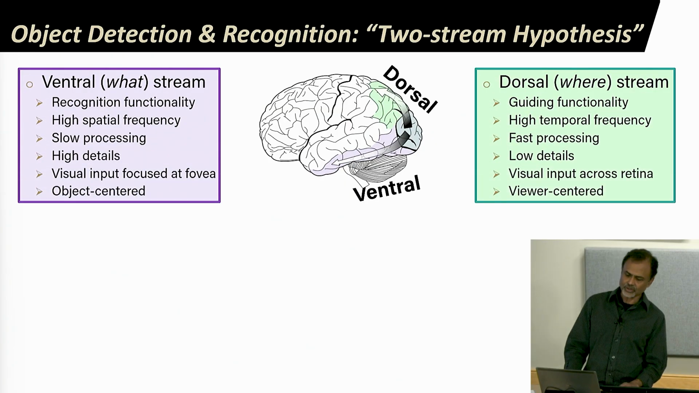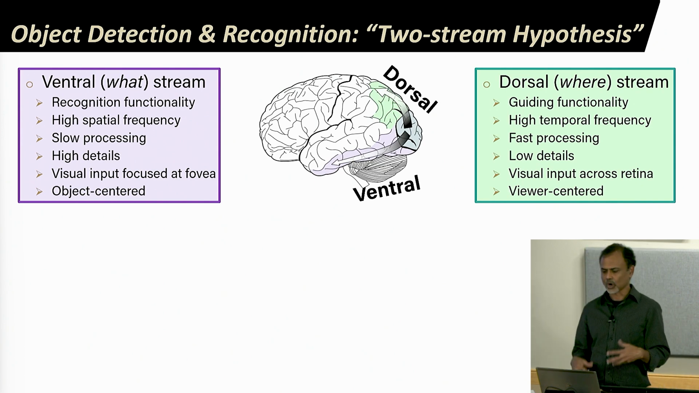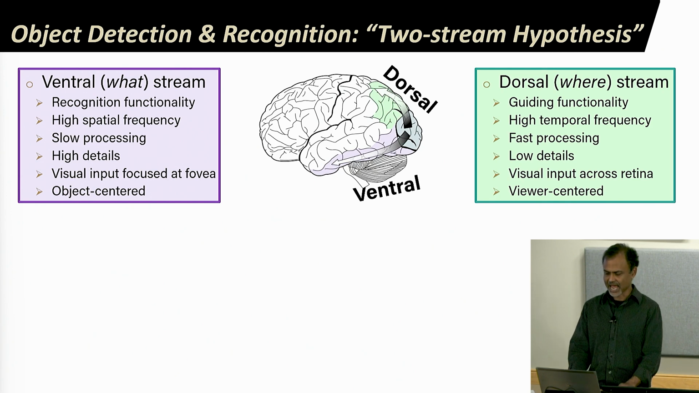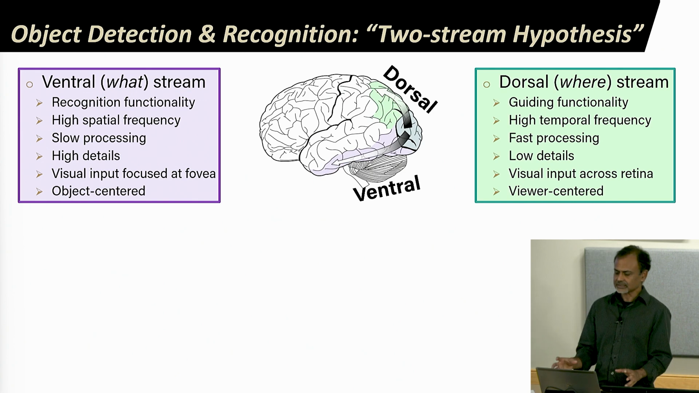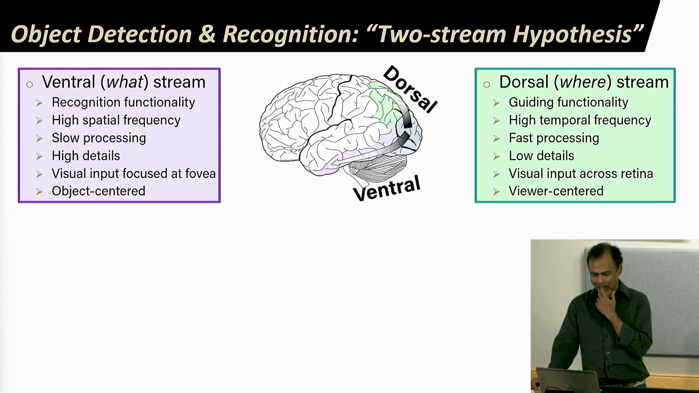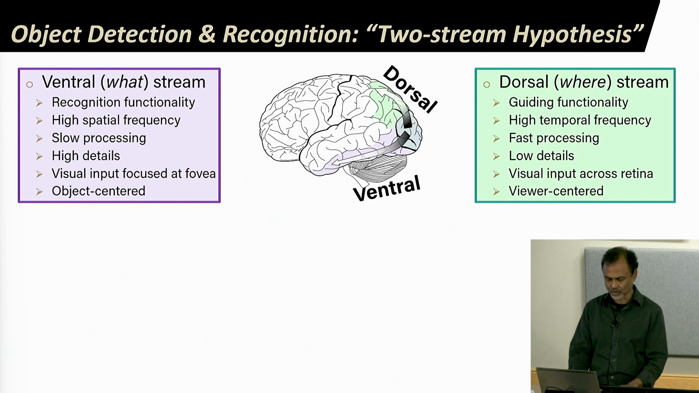So it turns out in neuroscience, they talk about something called the two-stream hypothesis, which is a theory of visual cognition. It addresses basically the way the information is extracted by the eye and processed in the visual cortex. So it turns out that there are two streams in the brain that people talk about.